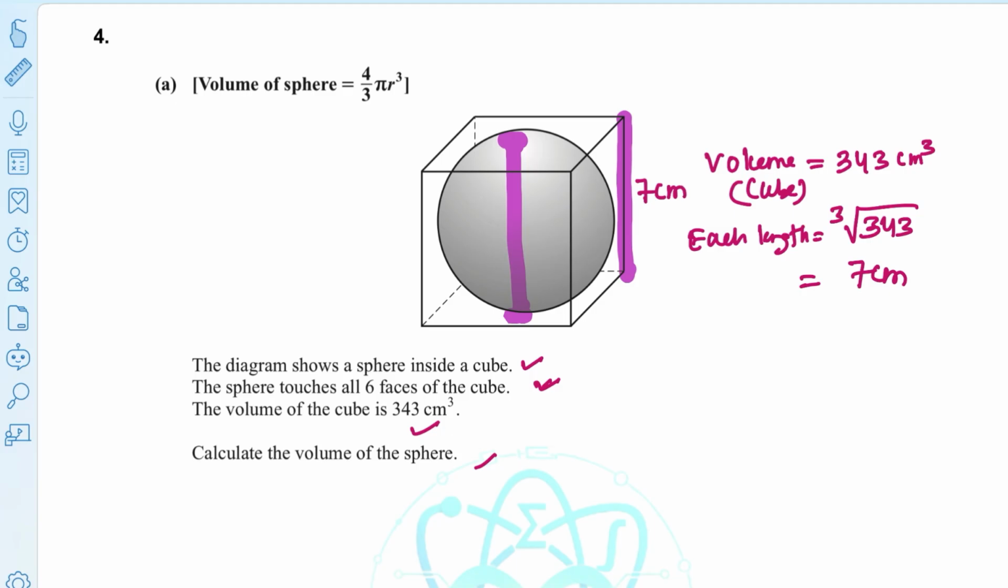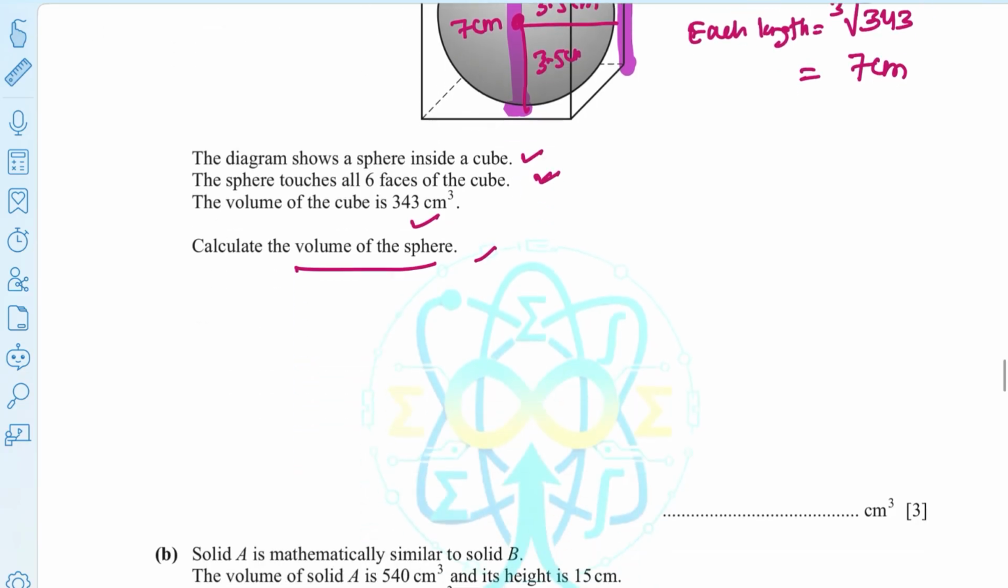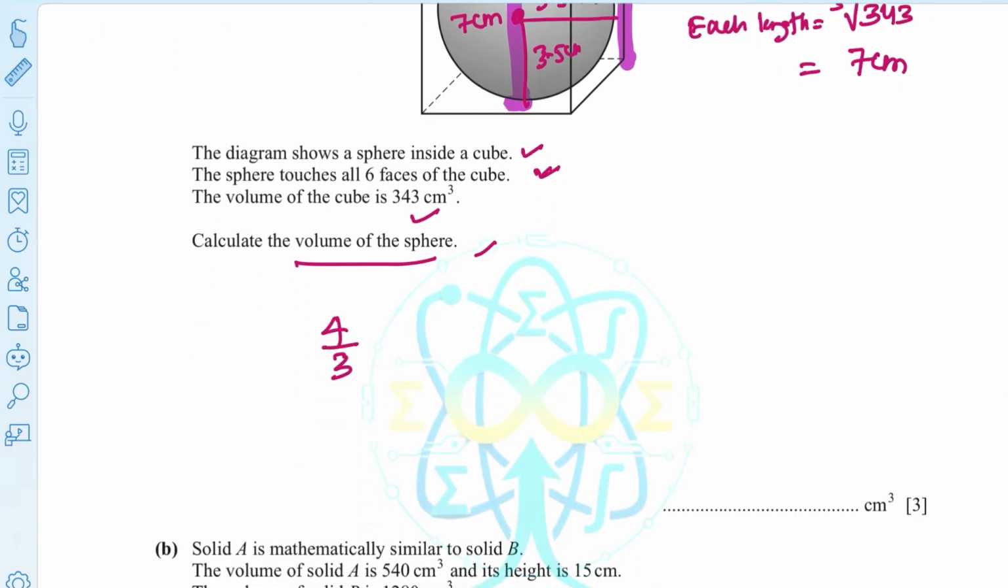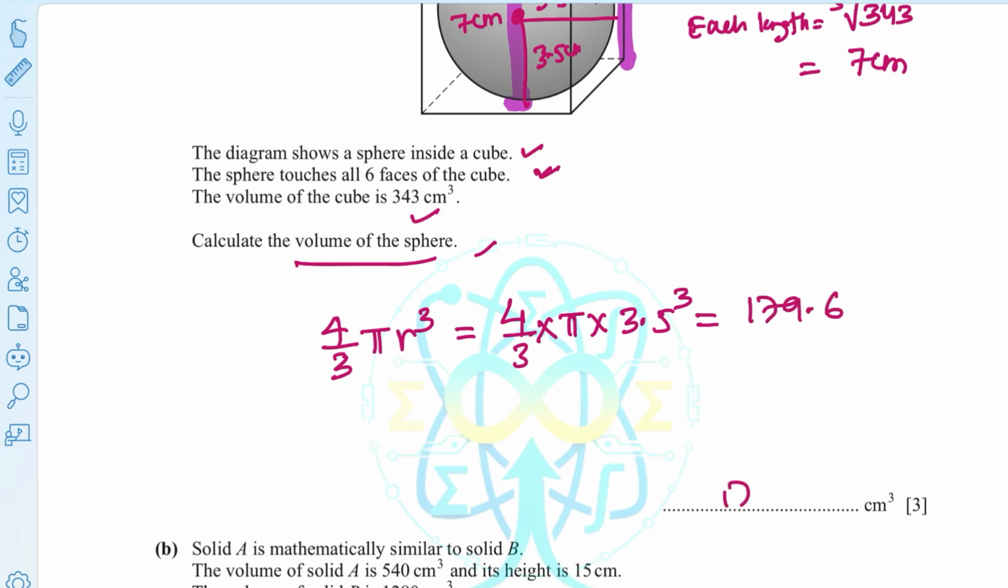That means this is 7 centimeter and this is also 7 centimeter. Is it okay? If the diameter of the sphere is 7 centimeter, that means the radius will be 3.5 centimeter. Did you get it, everyone, clearly? The question is simple: find the volume of the sphere. What is the volume formula? Volume formula is 4 over 3 pi r cube. That equals 4 over 3 times pi times 3.5 cube, which equals 179.6 centimeter cube.